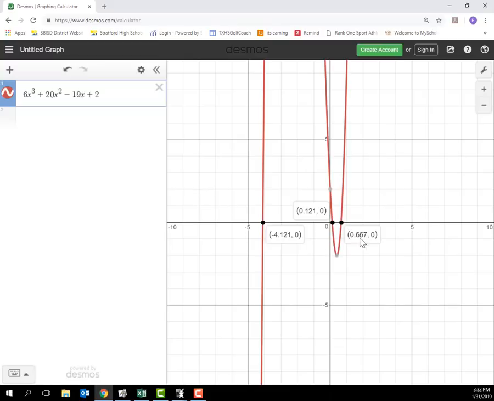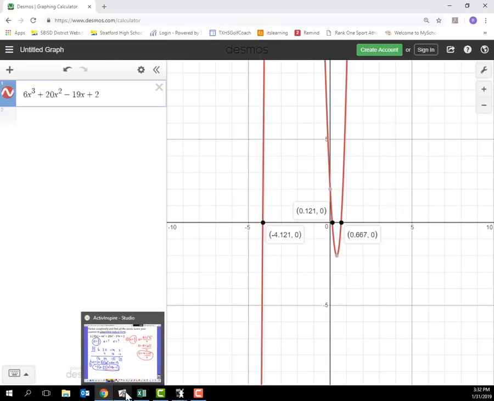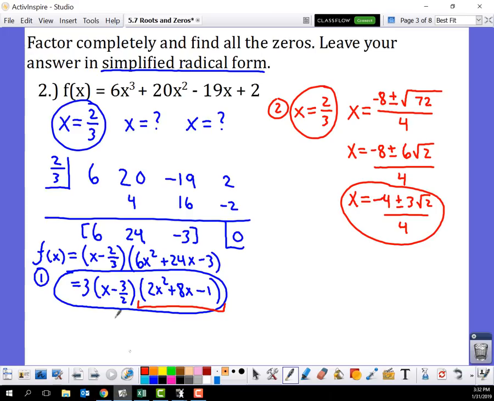Okay, so Desmos is an awesome tool. It's a lot faster actually than using your graphing calculator. Unfortunately, I can't let you use Desmos on your quiz or your test, but this is a resource that I would highly recommend you using. Okay, well, we're just about done.